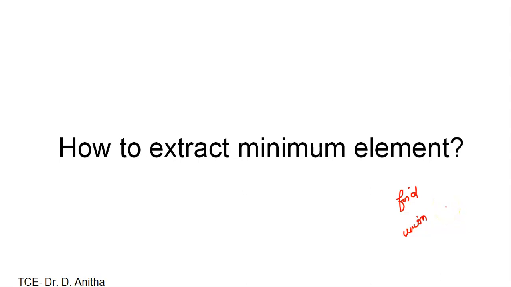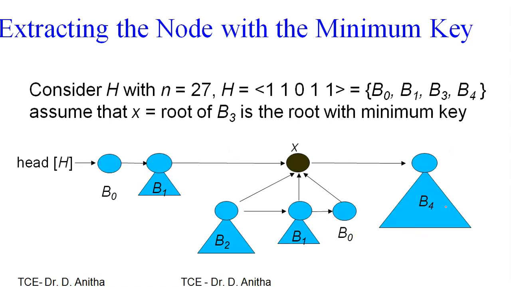Before watching this video, please do watch the pseudocode for finding the minimum element and also the video that describes how this union and merge operation is performed, and then come and watch this video. This is an example heap where you have a B0, B1, then B3 and B4. I have found that this is going to be the minimum element, hence this node is to be deleted.